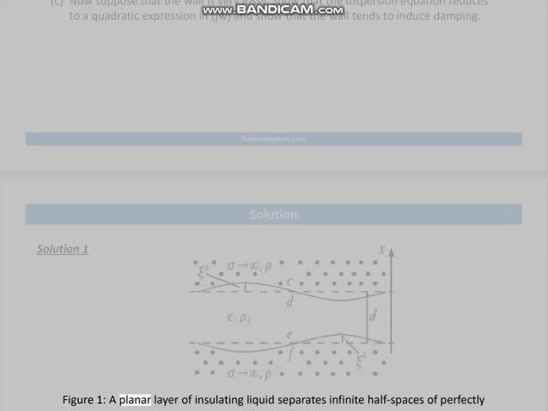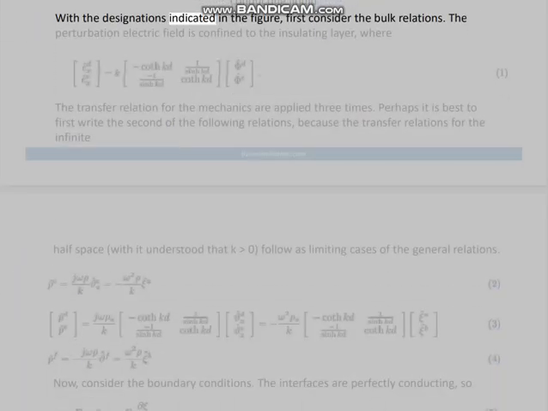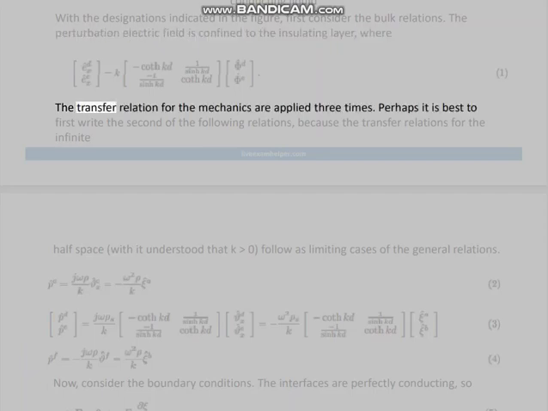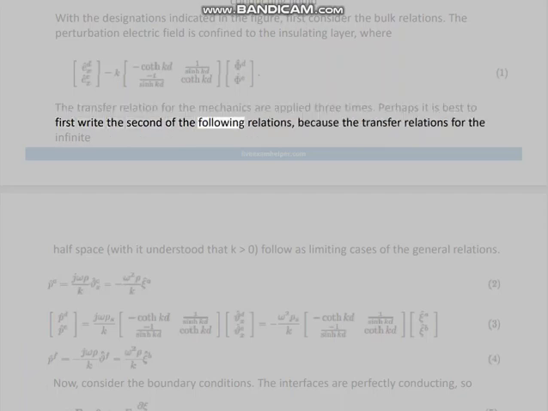Figure 1. A planar layer of insulating liquid separates infinite half-spaces of perfectly conducting liquid with the designations indicated in the figure. First, consider the bulk relations. The perturbation electric field is confined to the insulating layer, where the transfer relation for the mechanics is applied 3 times. Perhaps it is best to first write the second of the following relations, because the transfer relations for the infinite half-spaces are simpler.